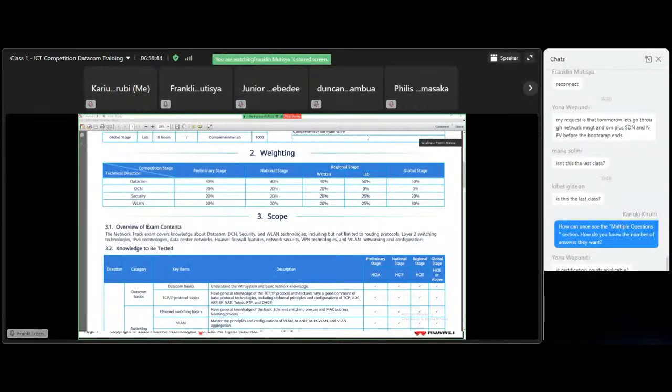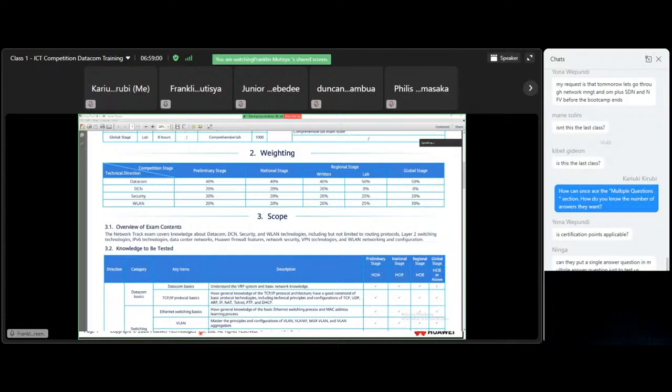The beauty about this exam is that it is open book, so you can still try your own ways of getting there. Any other question? Can they put a single answer question among multiple answer questions? Yes, it's possible. That's why I say don't go there with the mentality that you have a wrong answer and a right answer. Just read the question and try to understand it.